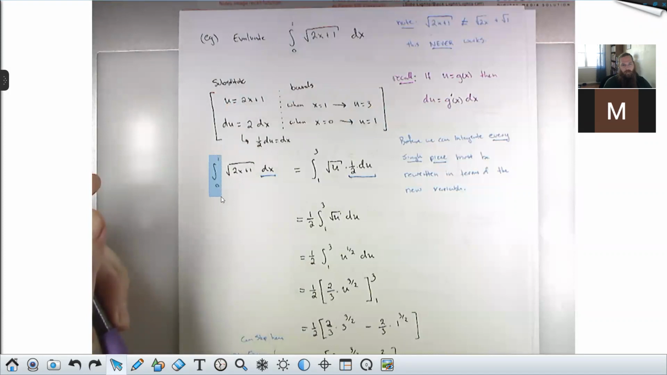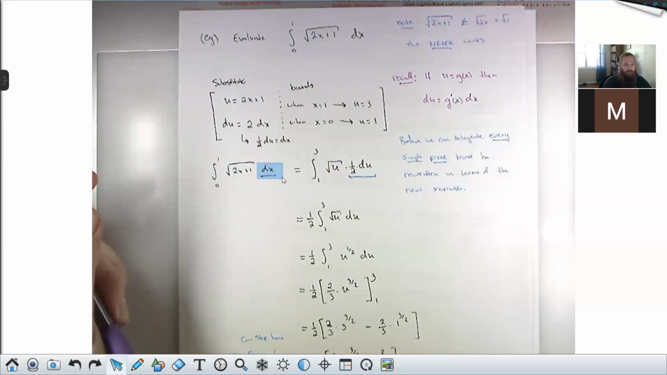The old integral from 0 to 1 becomes the new integral from 1 to 3. The square root of 2x plus 1 becomes the square root of u, because u is 2x plus 1. We got to choose that. The only tricky piece is to figure out what to do with this dx.